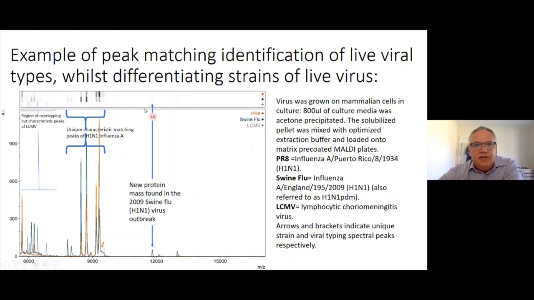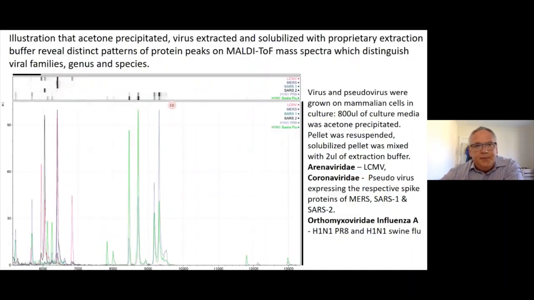But what's really interesting is, look, we can identify that's H1N1, but there are some peptide changes that would indicate that there are differences between these two strains. So what we can do is distinguish between viral families, genus, species.